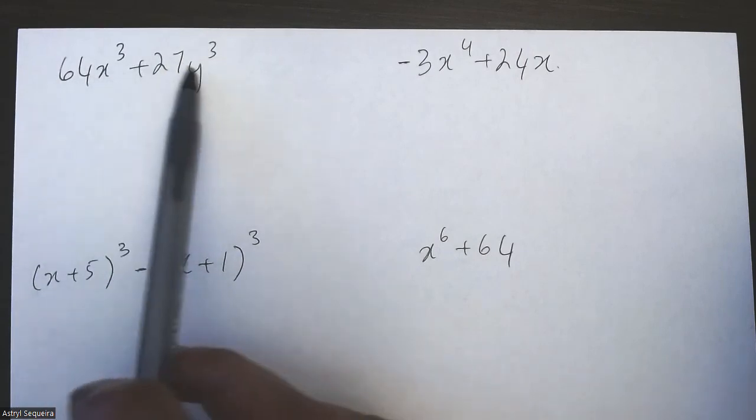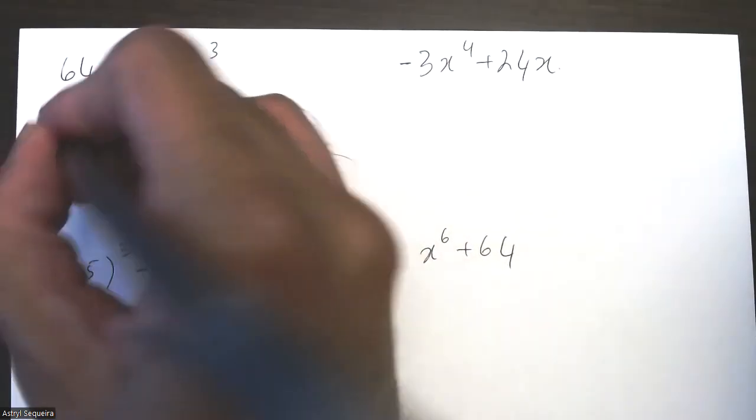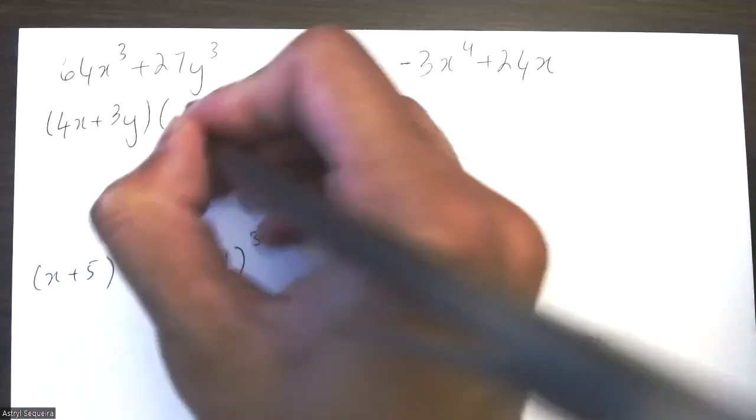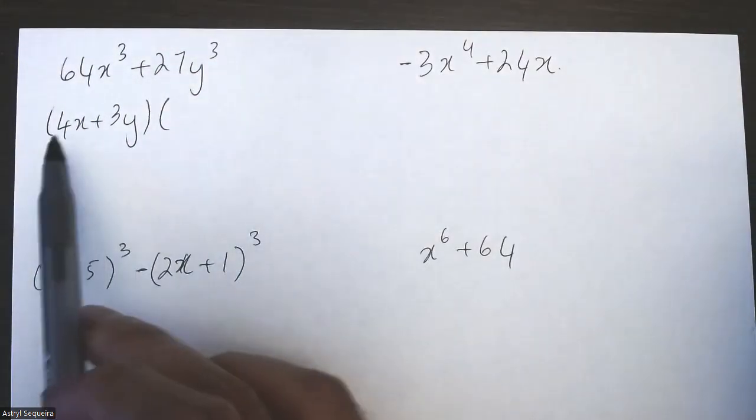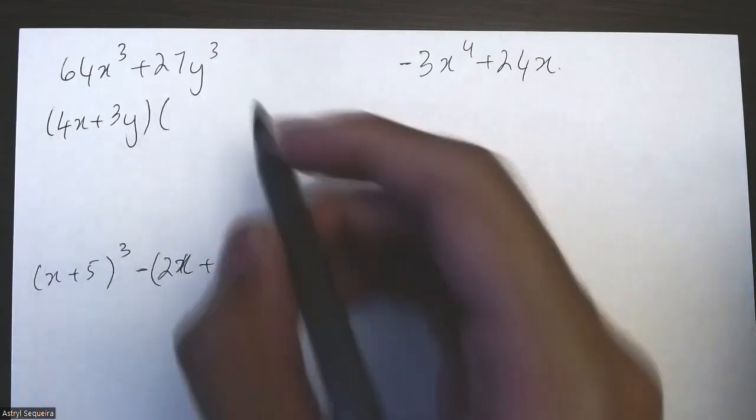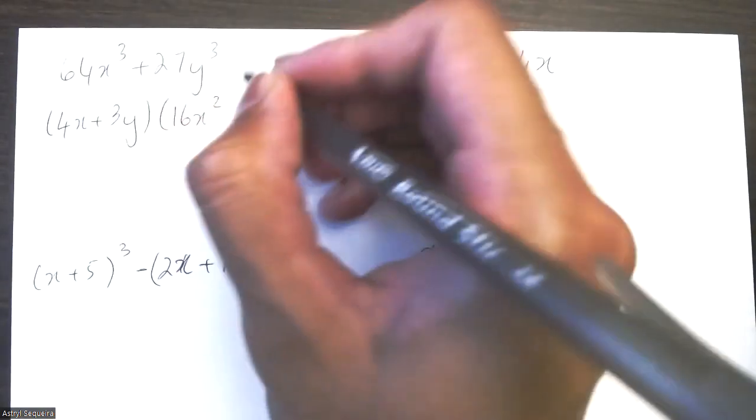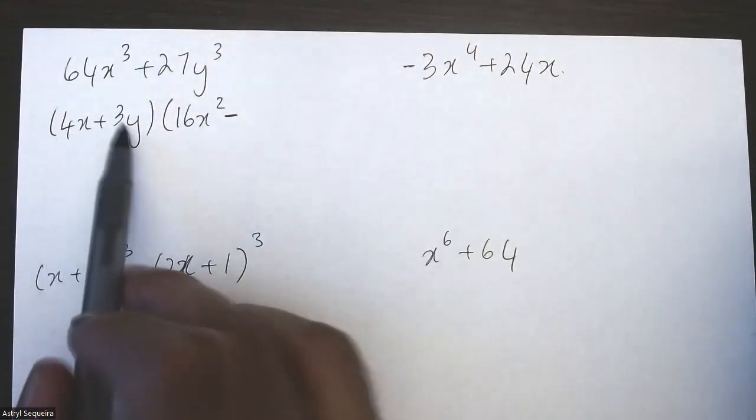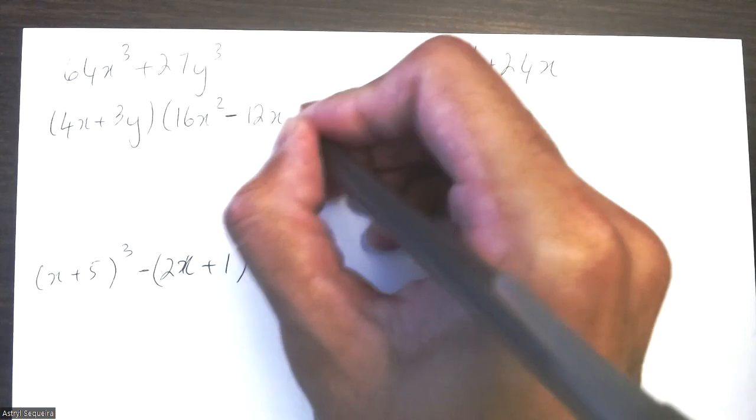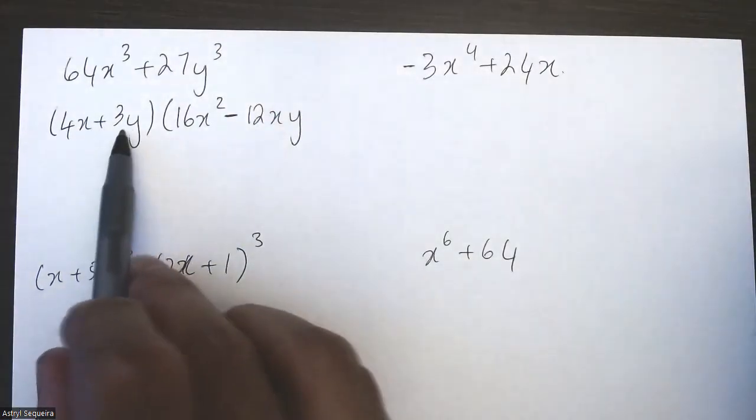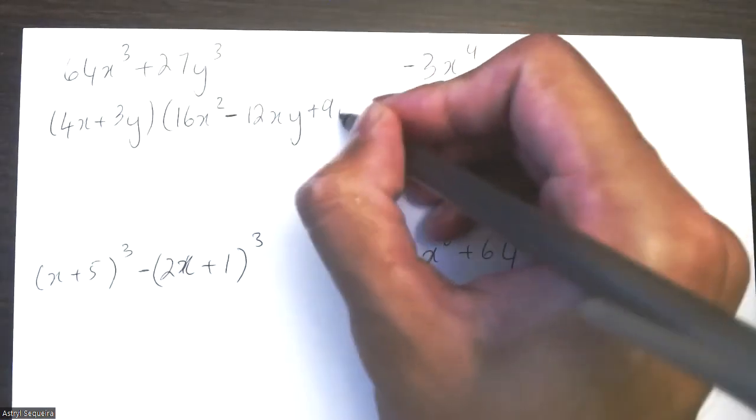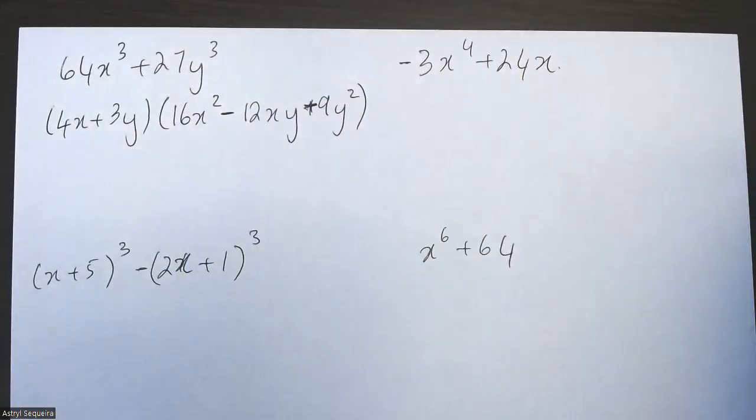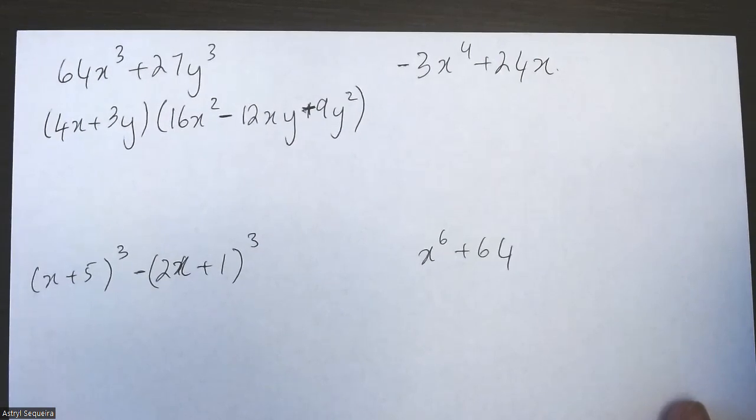So the first one is pretty simple. We just have to cube root these two terms. So it's just going to be 4x plus 3y. And then for the second bracket here, 4x squared is just 16x squared. The sign over here is opposite of this starting sign. 4x times 3y is 12xy, and 3y squared is just 9y squared. The sign at the end here is always a plus. That one is pretty simple.